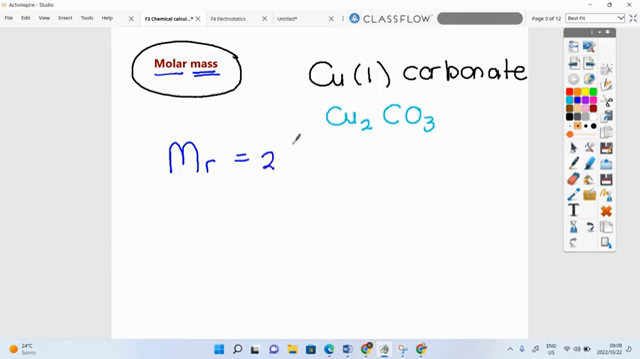What's the mass of copper? 63.5. Please don't round them off. Those are already the rounded off values on your periodic table. Plus carbon, plus 3 oxygens, so it's 3 times 16. And the rest is your calculator's work. Calculator person, what is this?